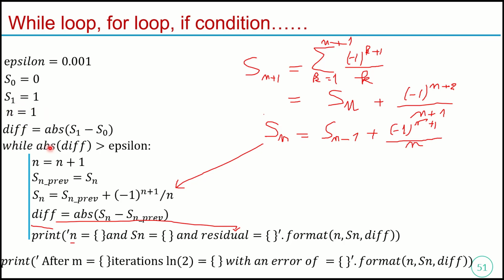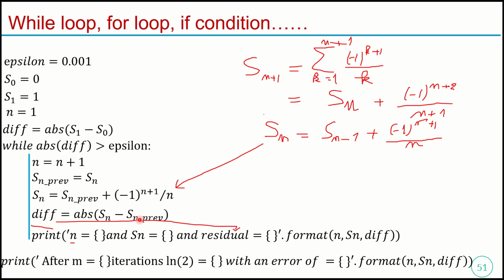So I create a while loop. I'm going to iterate this recurrently. While the absolute value of this difference, S_{n+1} minus S_n, or S_n minus S_{n-1}, S_n previous, I'm calling this S_n previous, is bigger than the error, you will increment n. From n equal to 1, n becomes n+1, equal to 2. And the previous value of S_n will become, you put it here, you have S1, and S2 is equal to S1 plus (-1)^(n+1) divided by n.